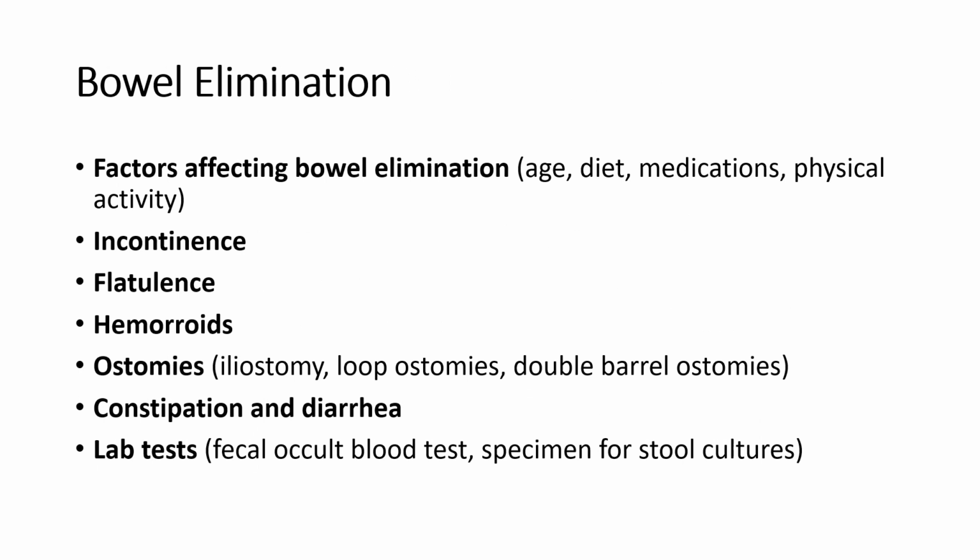Bowel elimination. Okay, so this is not urination, this is defecation. Factors affecting bowel elimination: age, diet, medications, physical activity. Your age and your diet are related. For example, our babies get constipated when they start eating certain things. In our old people, it happens the same way, only in reverse.